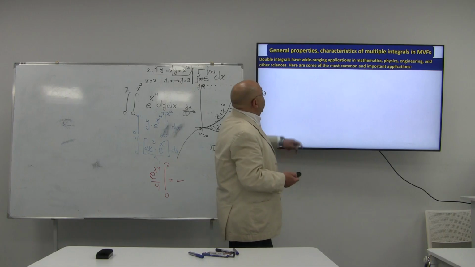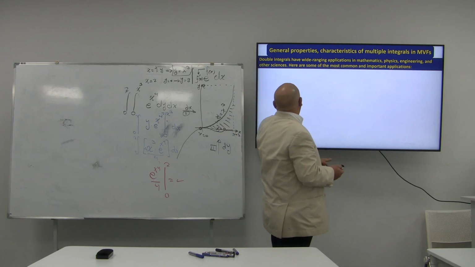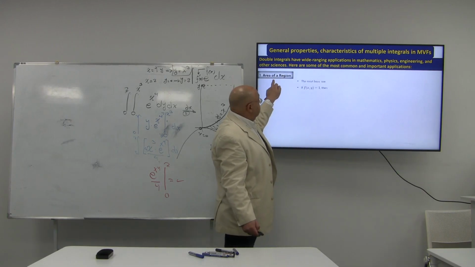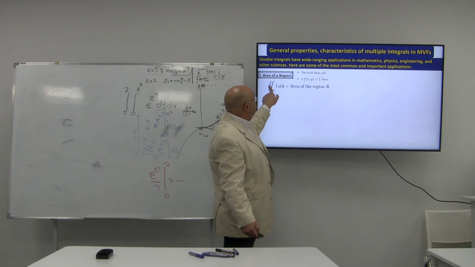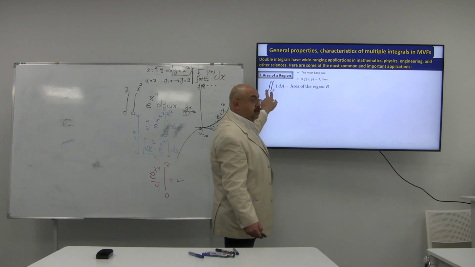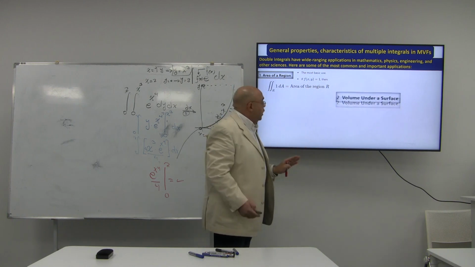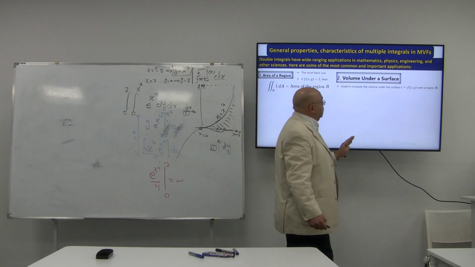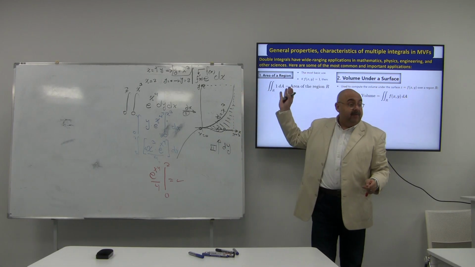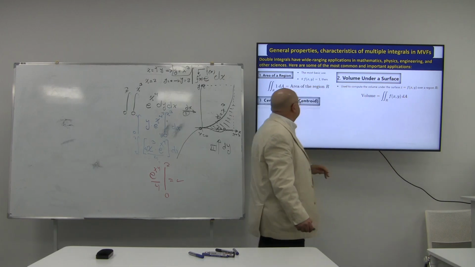Okay, double integrals have wide-ranging applications in mathematics, physics, engineering, and in other sciences. For example, the area of a region is simply found by integrating with no function. So if you integrate over your region, just only the boundaries, you will get your area. If you multiply by a function f of x, y, like what we did in the previous examples, you will get the volume under the surface over the region R.